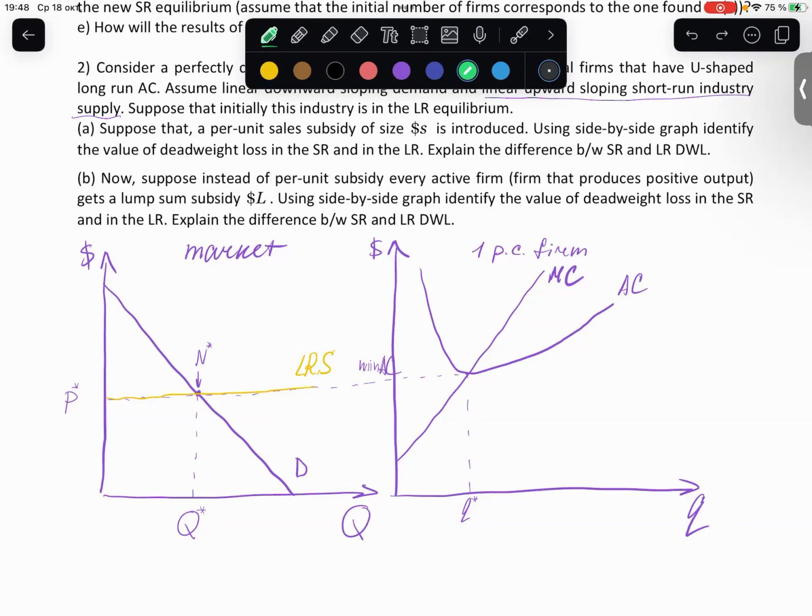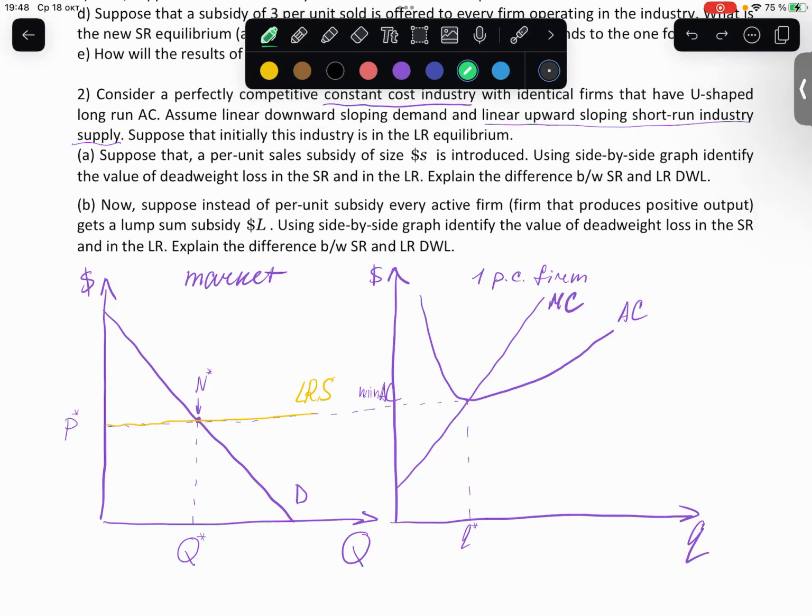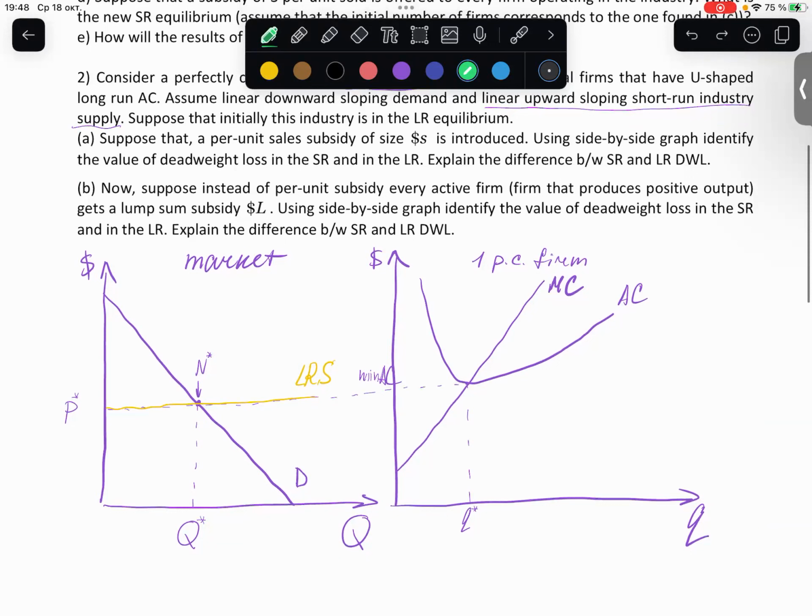Okay, now what do we have? Point A. Suppose that a per unit sales subsidy of size S is introduced. So we will speak about point A, per unit subsidy. Using side-by-side graphs, identify the value of deadweight loss in the short run and in the long run. Explain the difference between short run and long run deadweight loss.